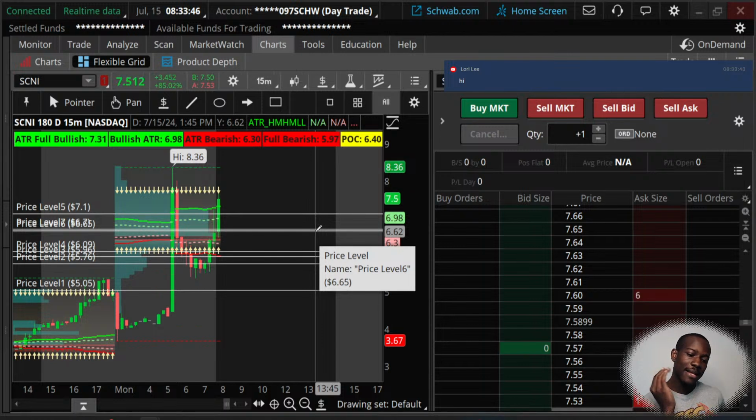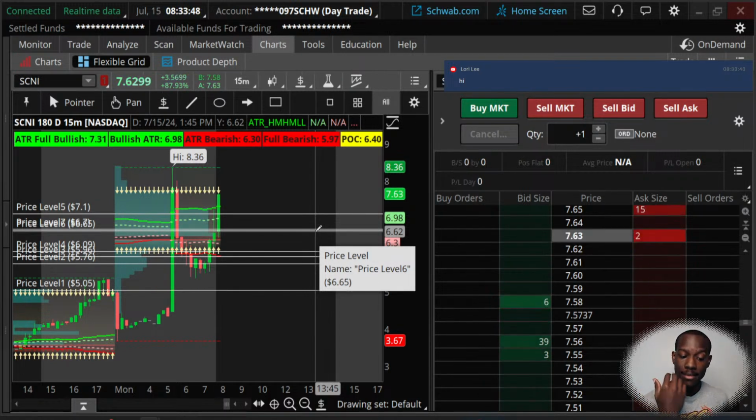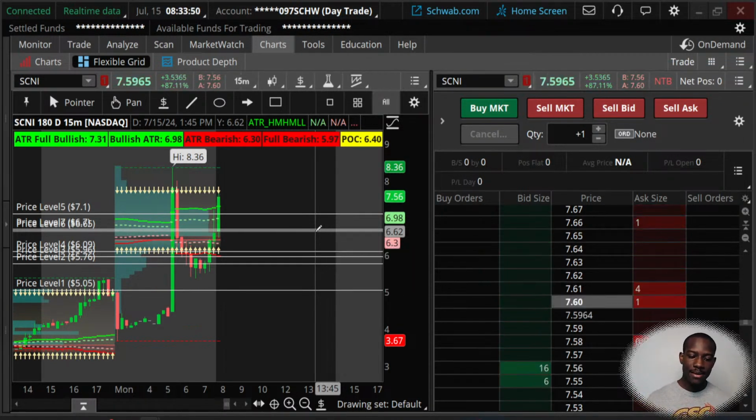But we haven't got the pattern. So first the idea, then the pattern. What kind of pattern is going to hold up here, if any?